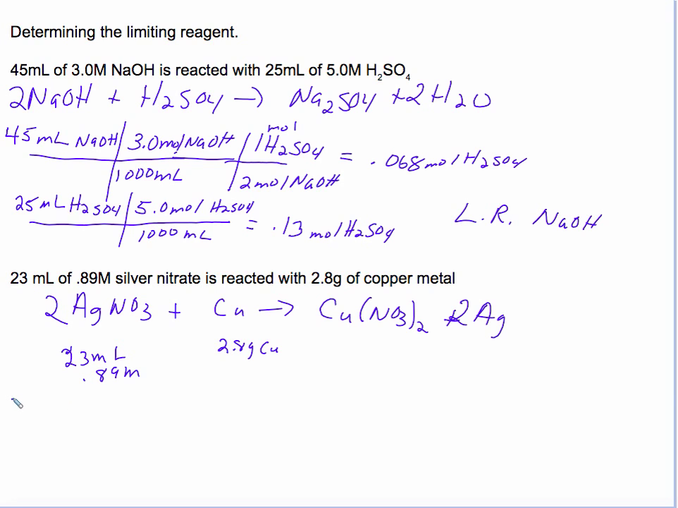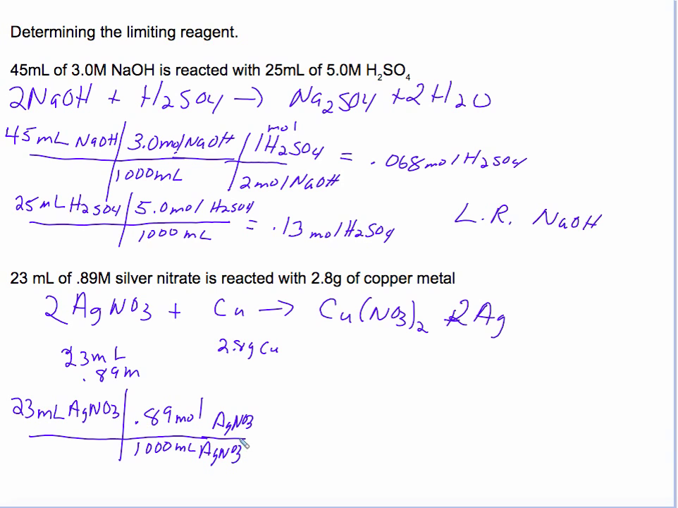There's a couple different ways you could approach this to see which one's the limiting reagent, but I'd probably start with the silver nitrate. So, 23 milliliters of silver nitrate, and I'm going to see how many grams of copper that would take to react. I'm going to use the molarity, 0.89 moles over 1,000 milliliters. That's the silver nitrate. Then I'm going to do the mole ratio: 2 moles of silver nitrate, from the balanced equation, to 1 mole of copper.